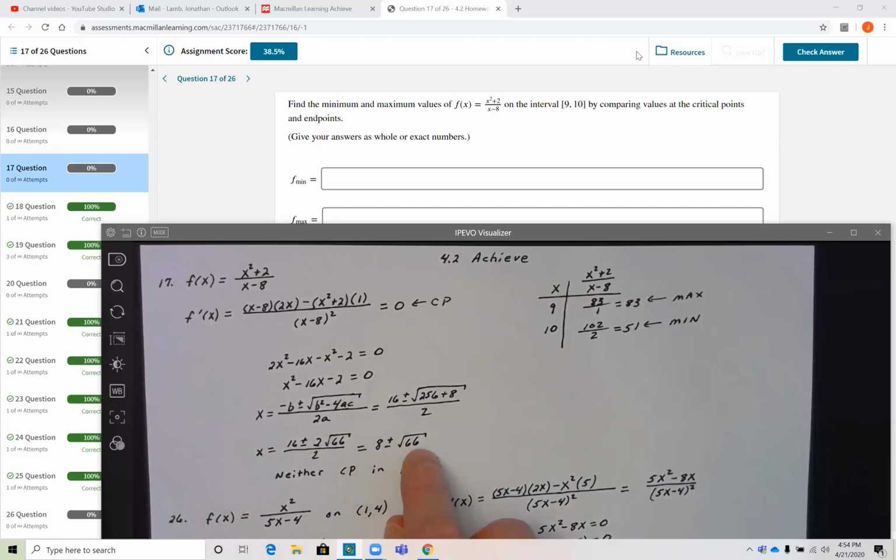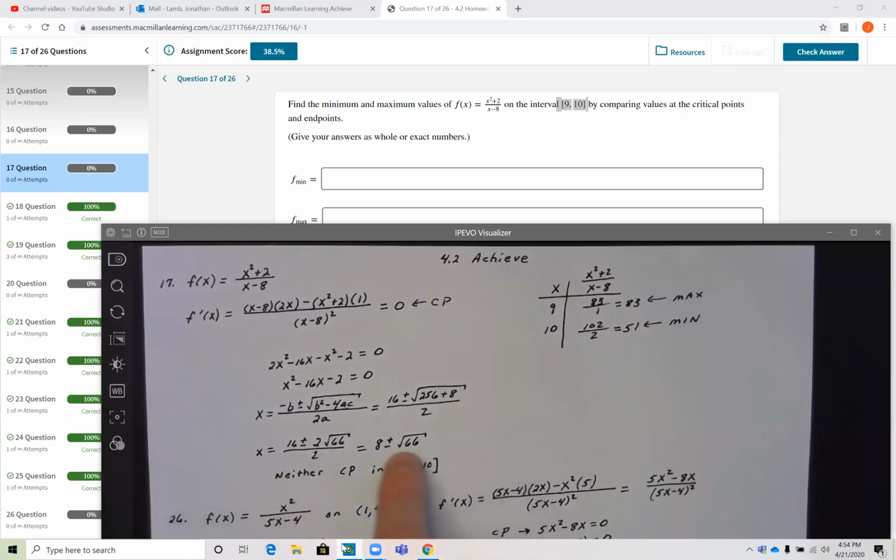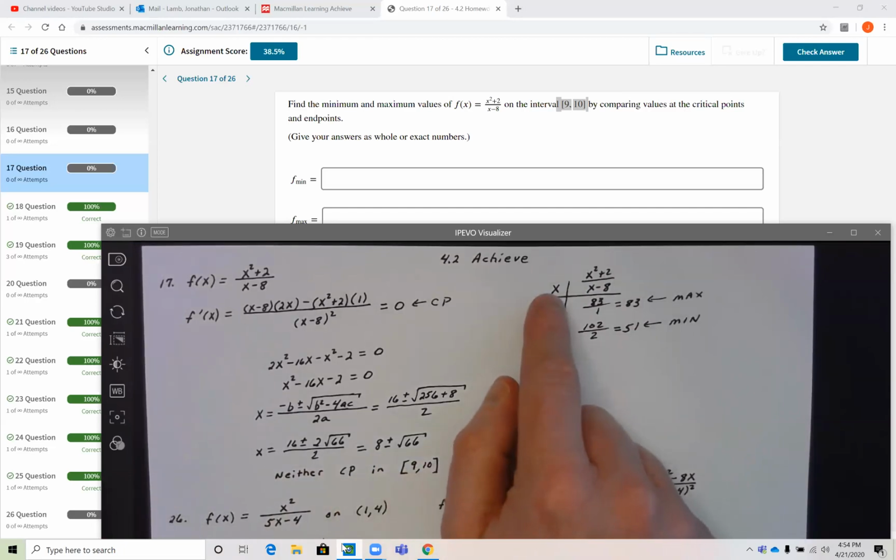But now the depressing part of this problem is neither of those critical points that we just worked so hard to find are within the region of the problem. This problem stipulated that it wanted your values of x to be between 9 and 10. So we say, well, okay, neither one of these are going to be between 9 and 10. So they're both irrelevant for this problem. So we say neither critical point is in the region. So for your extreme value theorem, you just say any maximum or minimum only occurs at the endpoints.